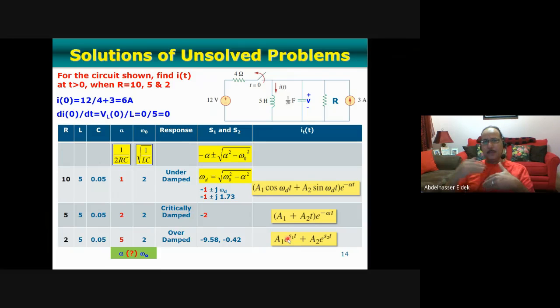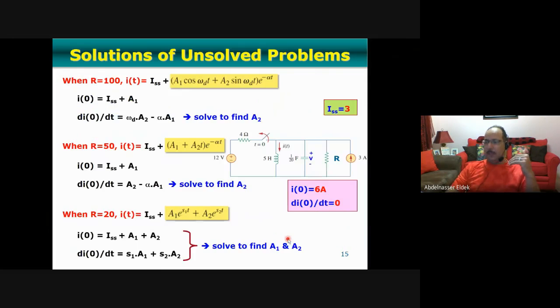Then you use the initial conditions to calculate the constants A1 and A2. Here, as you see, i steady state equals 3 ampere, as I mentioned before. So you just use these two equations here to solve for A1 and A2. And these two equations solve for A1 and A2 if it is critically damped. This one is underdamped. This one if it is overdamped.